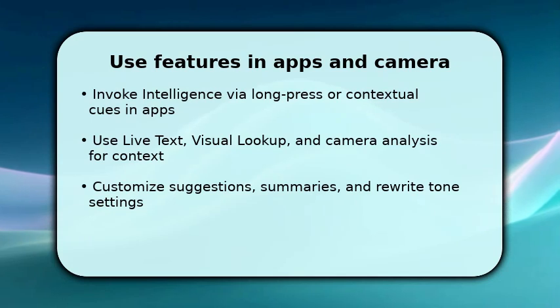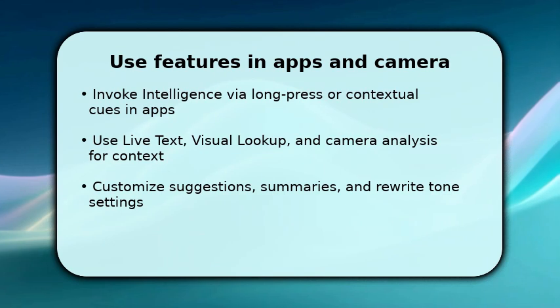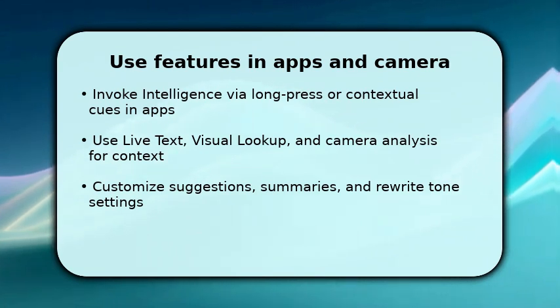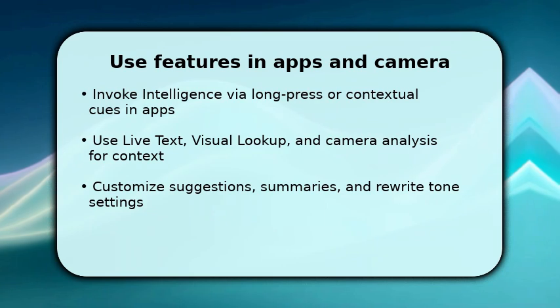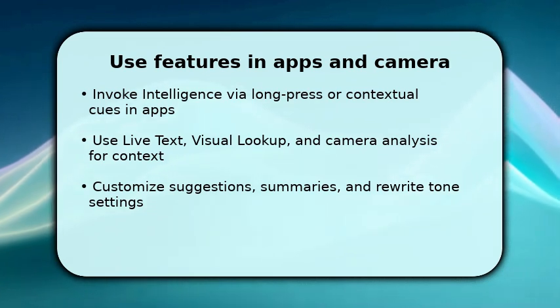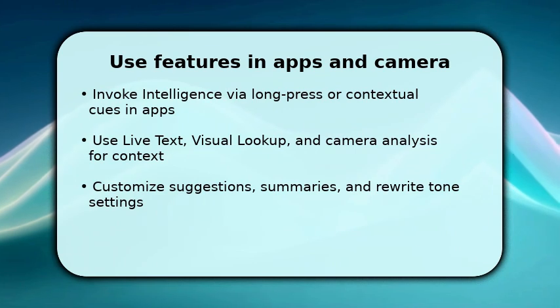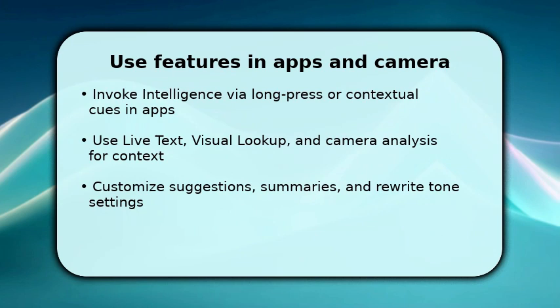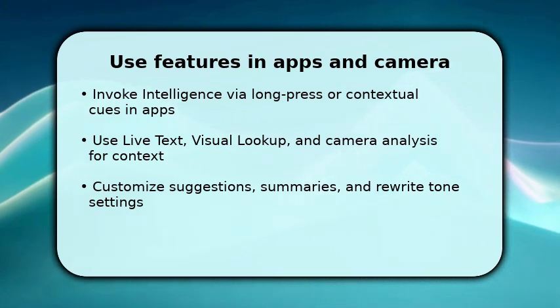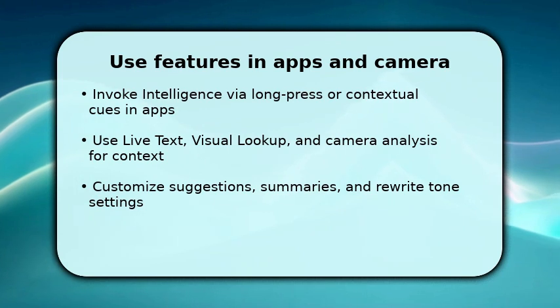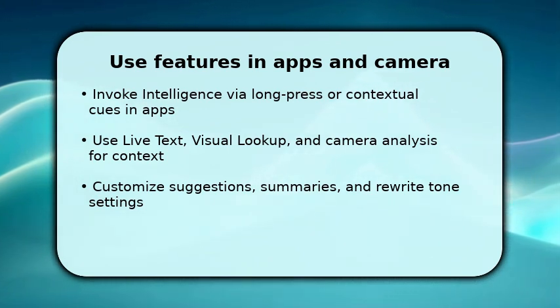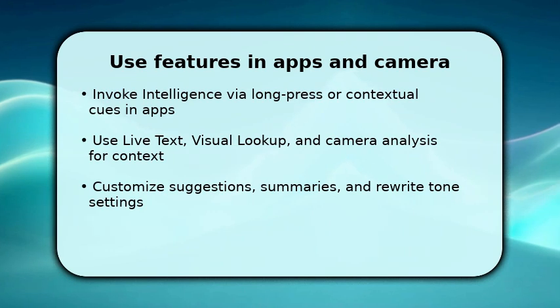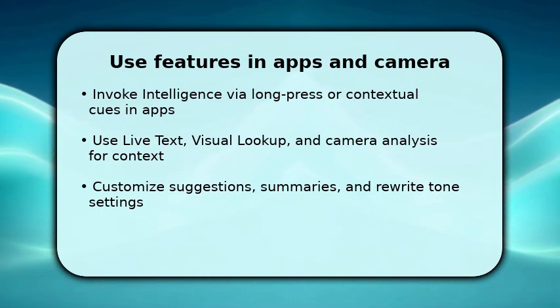You access Apple Intelligence inside apps by long pressing text fields or tapping the Intelligence icon where suggested. For images, open the Camera or Photos app and use live text or visual lookup. Intelligence analyzes text and objects to draft replies or extract data. Once active, adjust tone, length, and objective, summarize emails, rewrite messages, or generate prompts. Make sure to review generated content before sending, because the system infers intent from context. Tailoring settings improves relevance and reduces the need for edits.